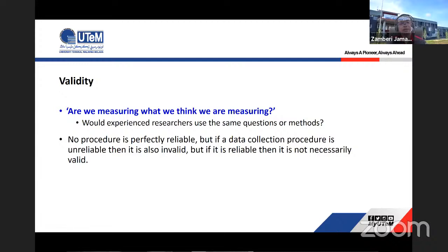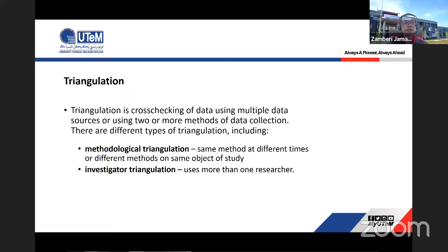No procedure is perfectly reliable. But if a data collection procedure is unreliable, then it is invalid. That's straightforward: if the data is not reliable, then of course it is not valid. But if it is reliable, it is not necessarily valid, the same statement that we looked at in the previous slide. Triangulation is a method we could use in order to cross-check our data. We might use some triangulation to check whether the data that we obtain is correct or not.